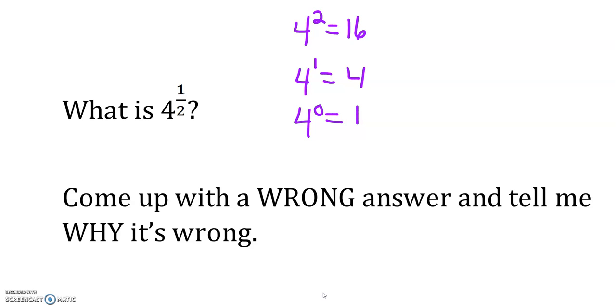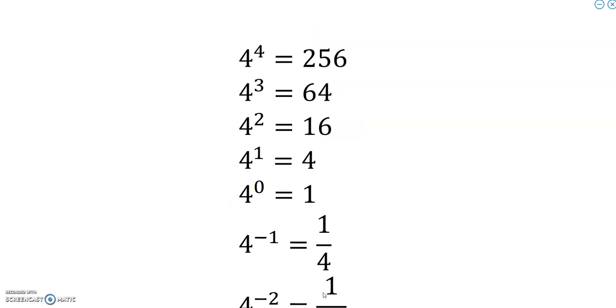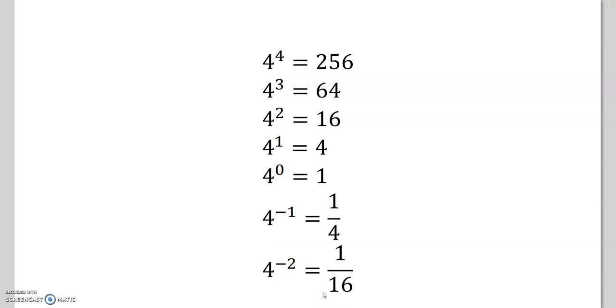So let's look at this pattern and decide what we think this is. So here we have 4 to the 4th is 256, 4 to the 3rd is 64, 16, 4, 1, 1/4, and 1/16. So we wonder where would 4 to the 1/2 fit? And we realize they would fit right here, right? 4 to the 1/2, 1/2 is somewhere in between 1 and 0. So 4 to the 1/2 is probably somewhere in between 4 and 1. But what is 4 to the 1/2?